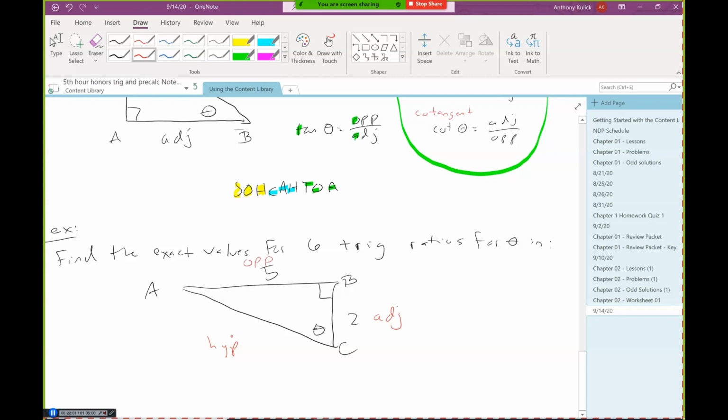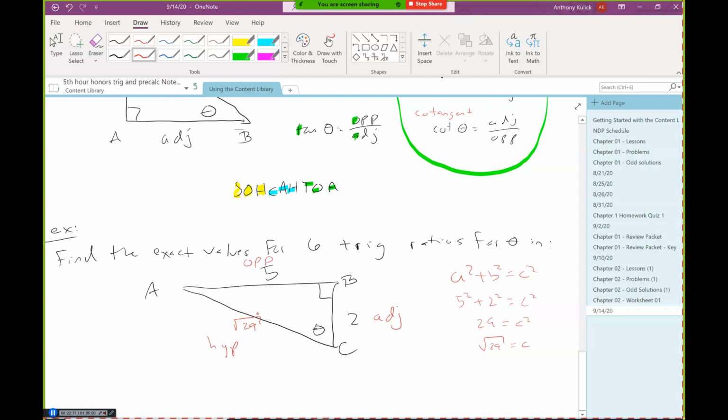What piece of information does it appear that we're missing? The hypotenuse. How would we go about finding that? Since this is a right triangle and we know 2 of the sides, we can use the Pythagorean Theorem. So we know that a squared plus b squared equals c squared, where c is the hypotenuse. So 5 squared plus 2 squared is equal to 29. So c is the square root of 29.